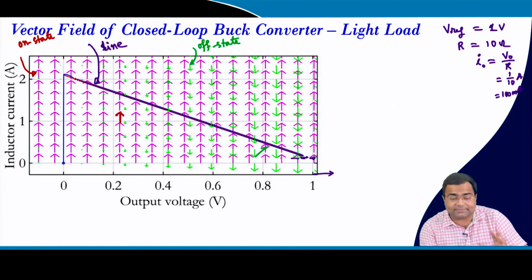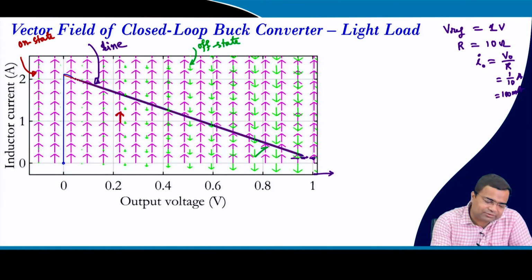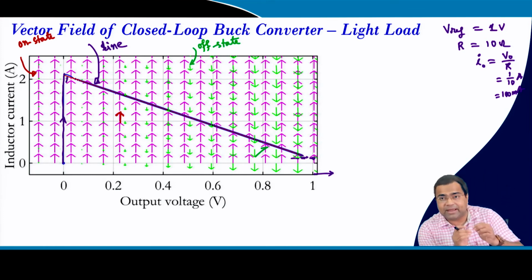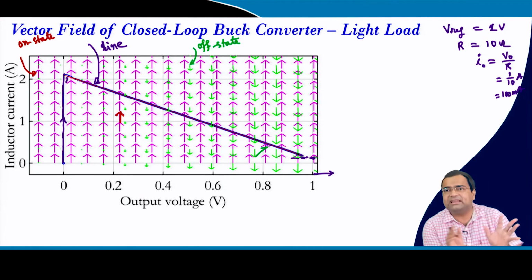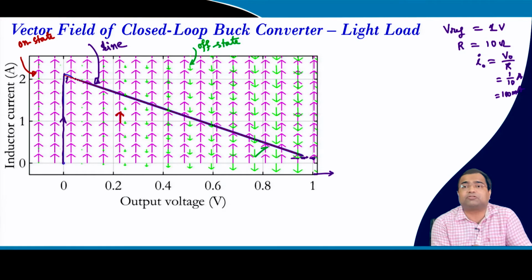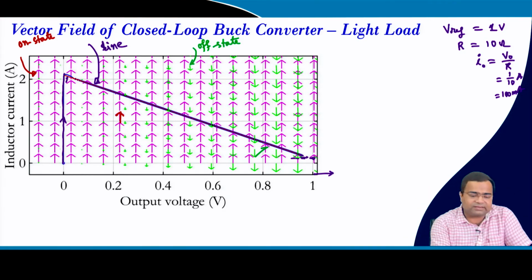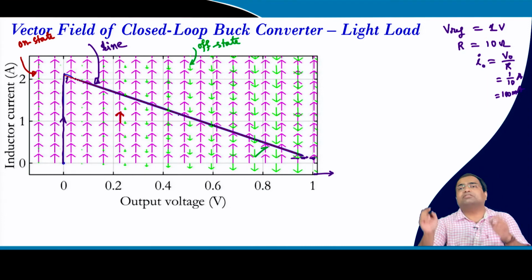Now, how can I achieve this motion? You see the on state, the trajectory is moving, this is the movement of the trajectory. When it hits this line, the red line, and we will soon see, then it remains there. That means whatever initial condition, here we have taken an initial condition of 0, 0, that means the converter is starting from 0 current, 0 volt. Then it turns on, and when it hits the line, it moves along the line. How is it going to move? That we are going to discuss.